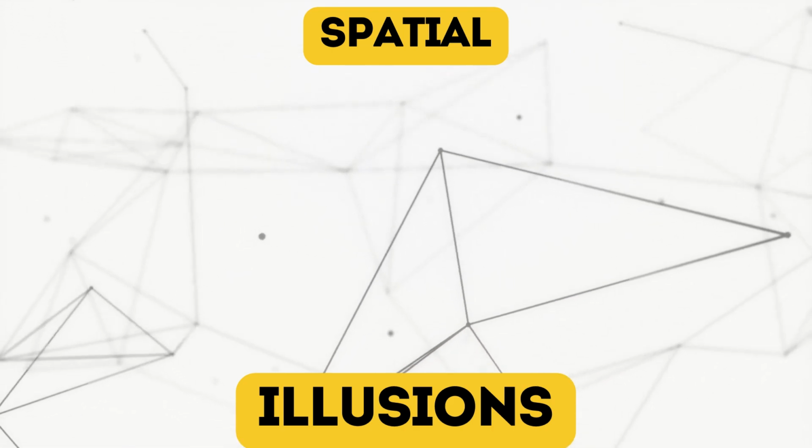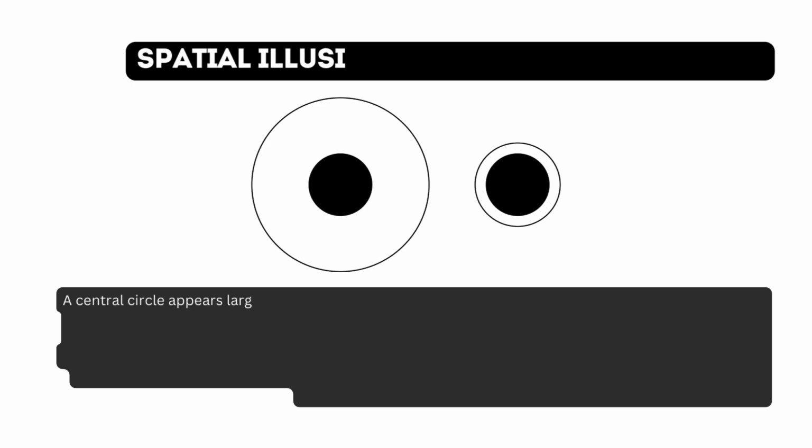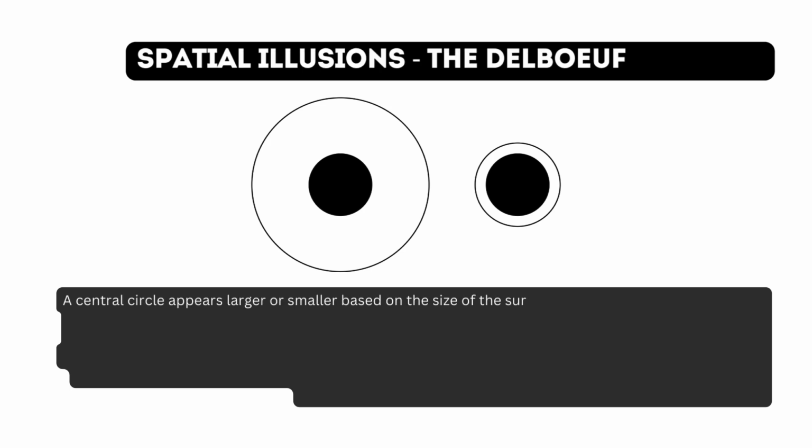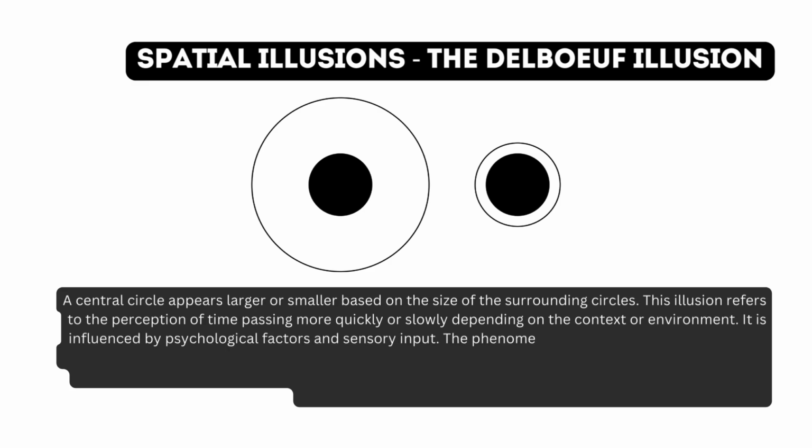Spatial illusions. The Delboeuf illusion: a central circle appears larger or smaller based on the size of the surrounding circles. This illusion refers to the perception of time passing more quickly or slowly depending on the context or environment. It is influenced by psychological factors and sensory input.